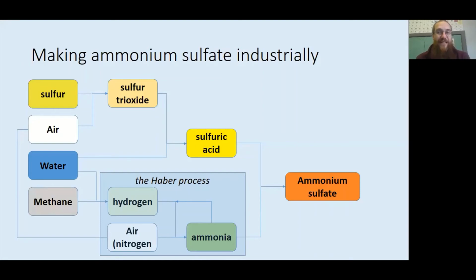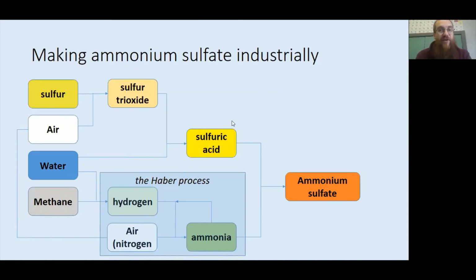To make ammonia, exactly the same as before, we need nitrogen and hydrogen. The hydrogen comes from methane reacting with water, and the nitrogen comes from the air. They're combined in something called the Haber process that we're going to have a look at later, and that is the reversible reaction we saw in the previous slide. That makes ammonia. Once you have your ammonia and your sulfuric acid, you can react them together in the correct quantities to make ammonium sulfate.